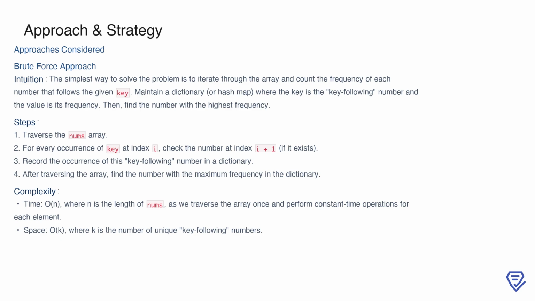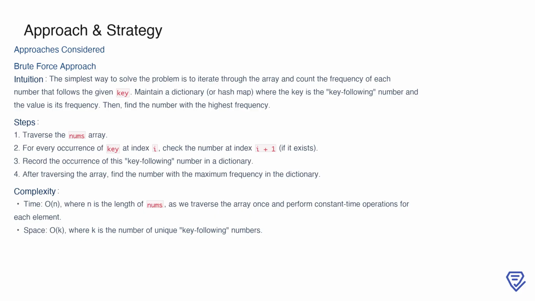When tackling this problem, the brute force approach is the most straightforward method to consider. The primary idea is to traverse the array and focus on each occurrence of the given key. For every instance of key, we check the number that comes immediately after it in the array. To keep track of these numbers and their frequencies, we use a dictionary, where the keys represent the key following numbers and the values store how often each number appears.